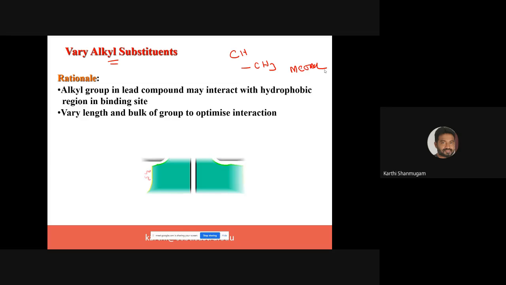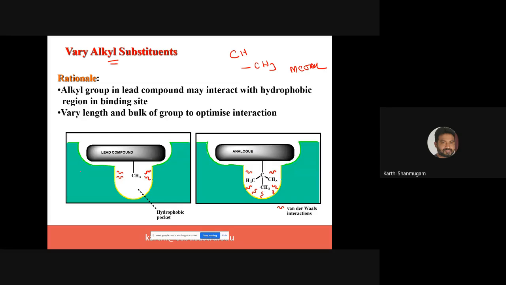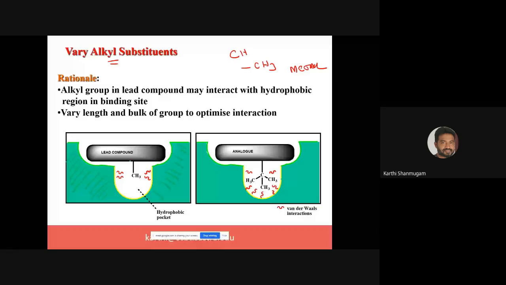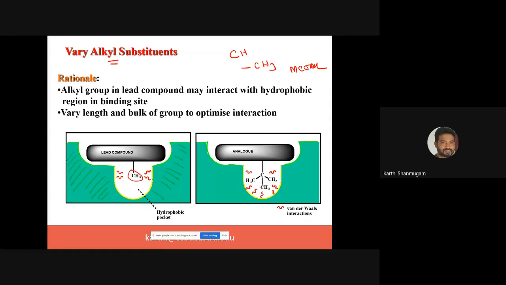So see here, this region is the receptor, and this white colored region is the binding site, and you have the lead compound here. The lead compound has a side chain. What type of side chain is this? Can we say this is an alkyl substituent? Hydrophobic, sir. Am I right?